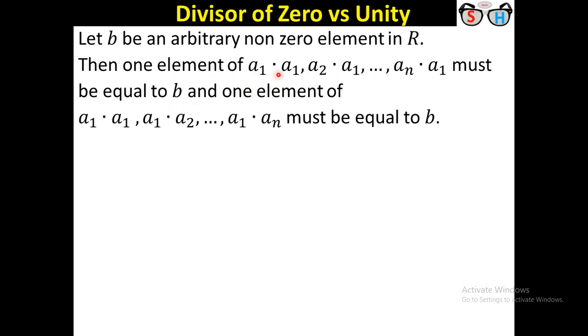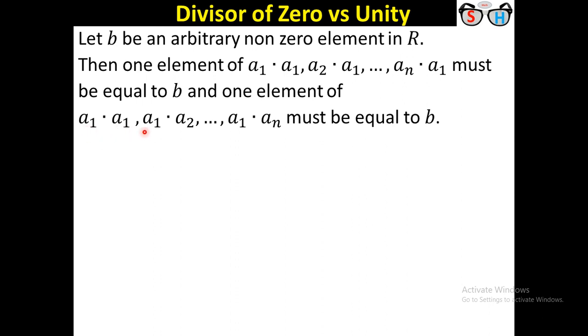There are n non-zero elements and this is another non-zero element. So the total number of non-zero elements is n plus 1. This is the minimum number of non-zero elements; there may be another non-zero element if B is distinct from these elements. Therefore R contains at least n plus 1 elements. So B must be equal to one of these elements. Similarly, B must be equal to one of those elements.